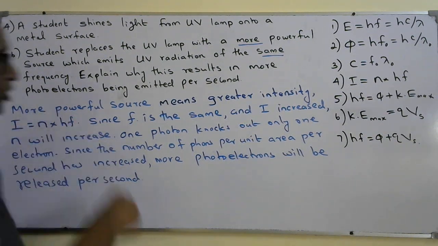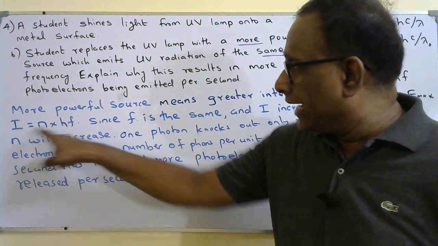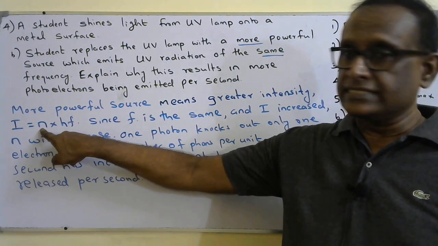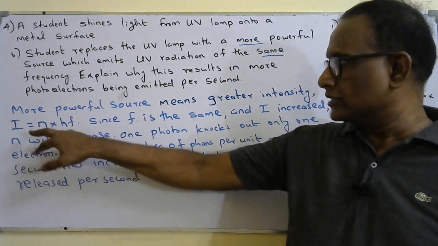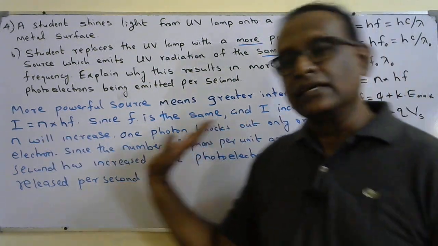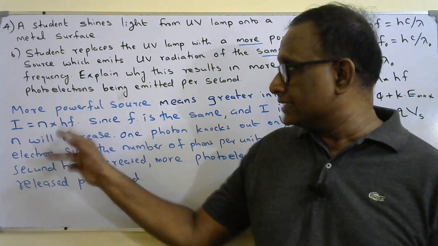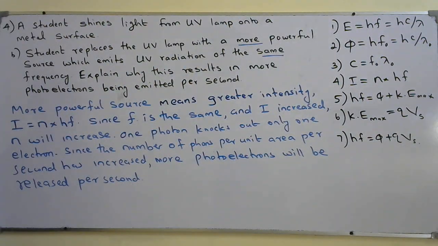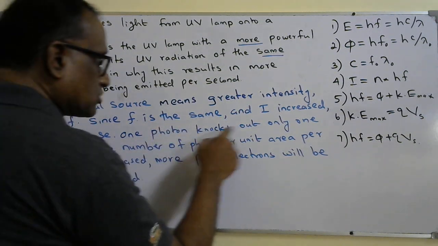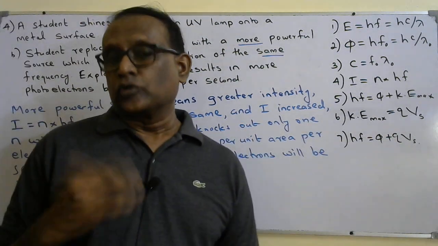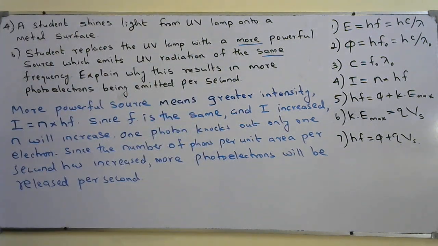Here I wrote more powerful source means greater intensity, I equals n times hf. I didn't define what n is. In the exam you must define what n is, the number of photons per unit area per second, because this is not a standard equation. I didn't write it since I explained already, but in the exam, when you are using this, you must define what n is. So n increases, and one photon interacts with only one electron. That you must say, because that's one of the postulates proposed by Albert Einstein.